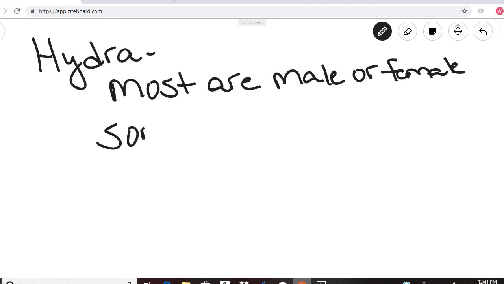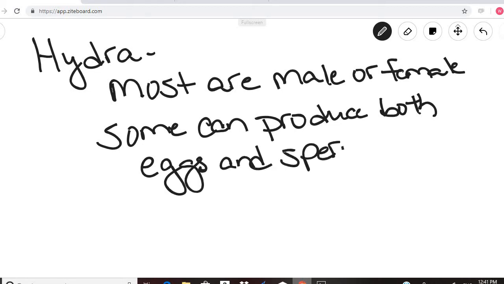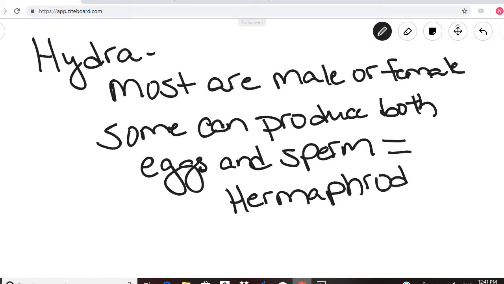But some can produce both eggs and sperm. And the term that we use for those that are able to do that, they're called hermaphrodites. They can produce both eggs and sperm. And in terms of reproduction, again, the eggs and sperm get released into the water, and then it's a matter of time and place, the probability that the eggs and sperm will meet up and fertilization will take place.